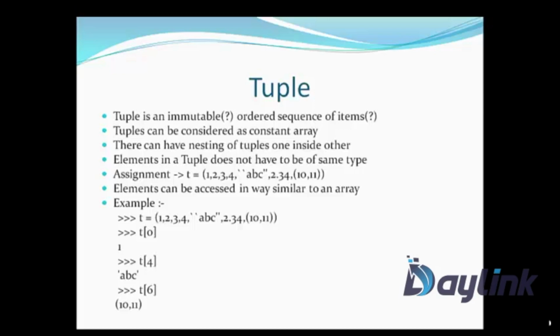Elements can be accessed in a way similar to an array. For example, we initialize T = (1, 2, 3, 4, 'ABC', 2.34, (10, 11)). Then we print T[0], so the value is 1. And then we print T[4], so the value is ABC. And when we print T[6], the output is (10, 11).